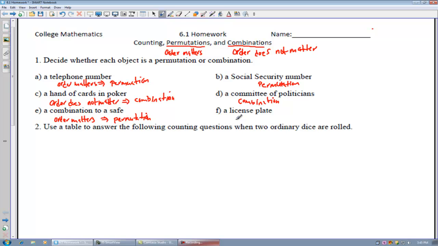A license plate, of course, here the order matters. So that implies that this is an example of a permutation. All right, so that's it for number 1.